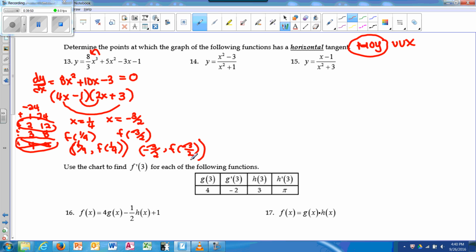So to find the point, I would have to take this and substitute it back in and get f of 1/4, f of negative 3/2. Since we're really working on the calculus now and not the algebra, I'm not going to go through and find those values for you. You can check them online, however.